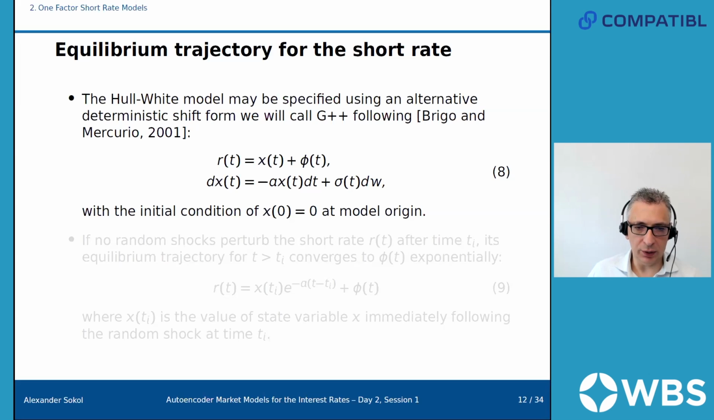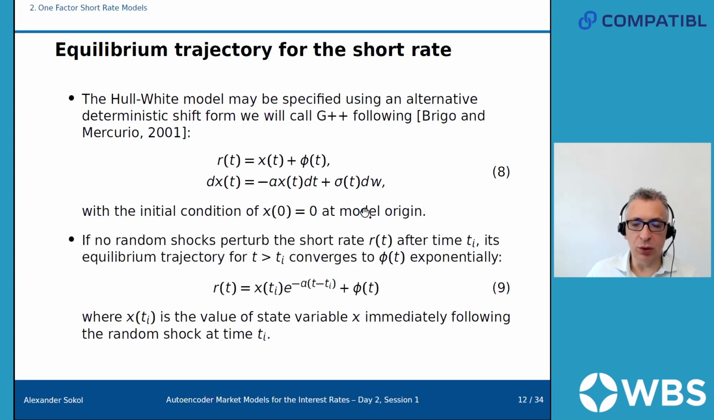For Hull-White, this is done in equation 8. The short rate is equal to x(t) plus phi(t), where phi is deterministic and x is stochastic. And x(t) follows this stochastic equation, which has a simple mean reversion term with constant rate of mean reversion plus the volatility, with the initial condition of x equals 0 at model evaluation. I emphasize this is not a different model. This is a different way to write down the same model.